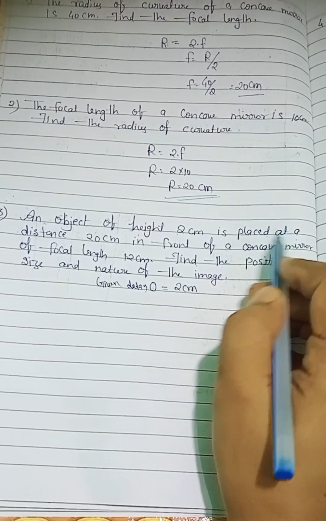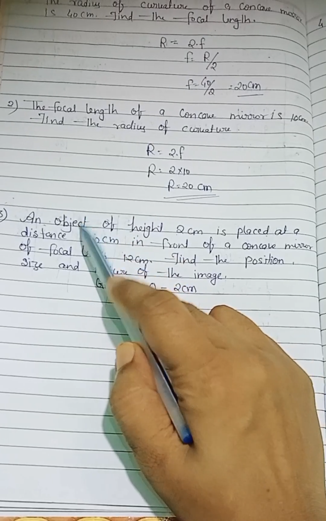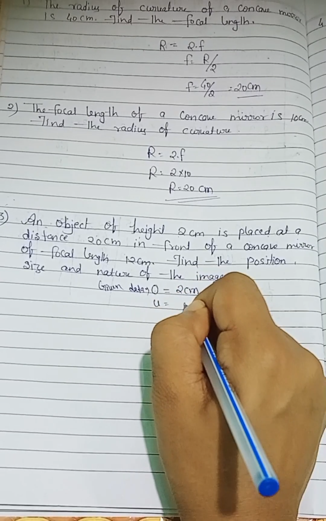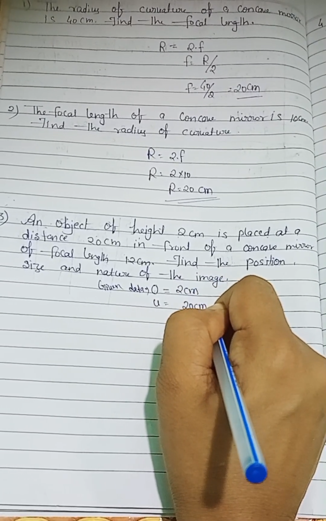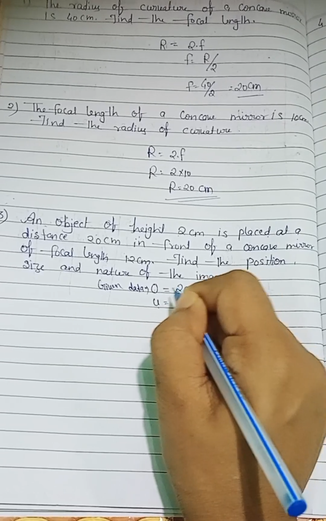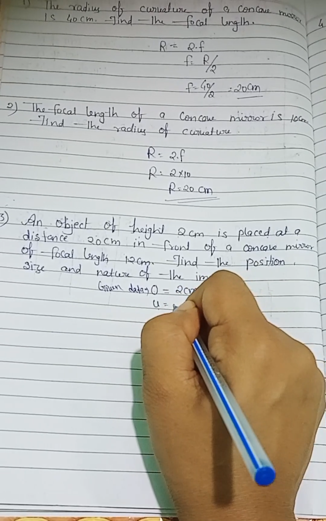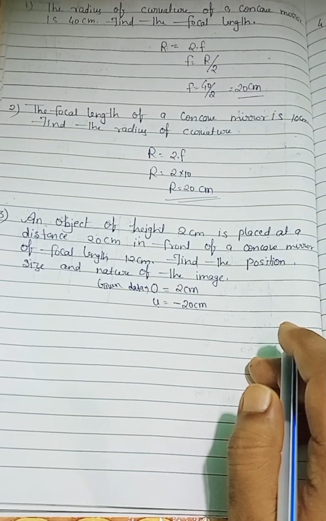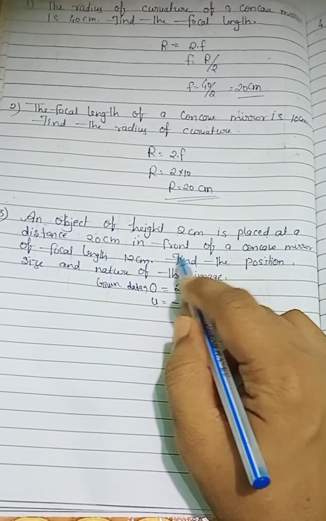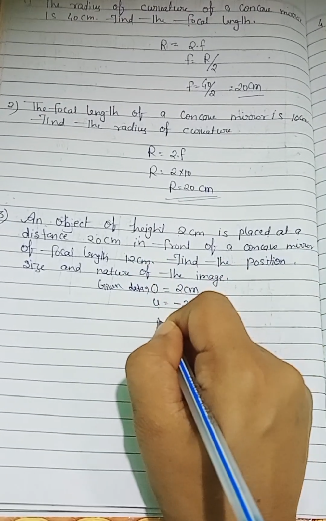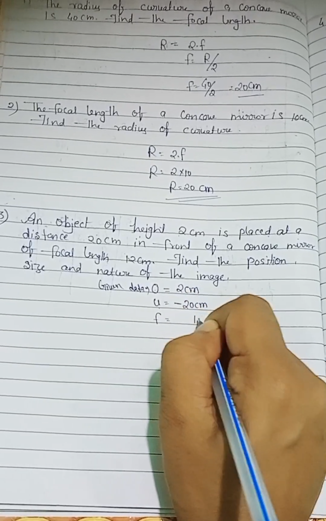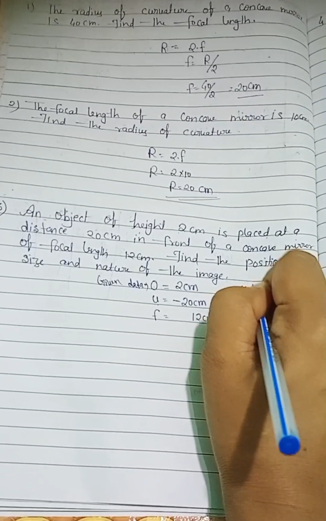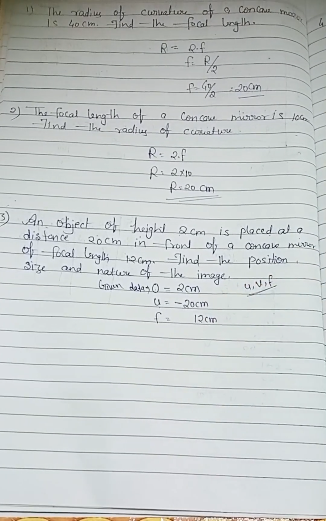Now the object is placed at a distance of 20 centimeter. For the object distance we take the symbol small u, and u is 20 centimeter. The object is placed on the left hand side of the mirror, that is why u is always negative, whether it is a concave mirror or a convex mirror. Now we will check what is given after that. Focal length is f, and f is given as 12 centimeter. Again you need to check the signs for u, v and f.